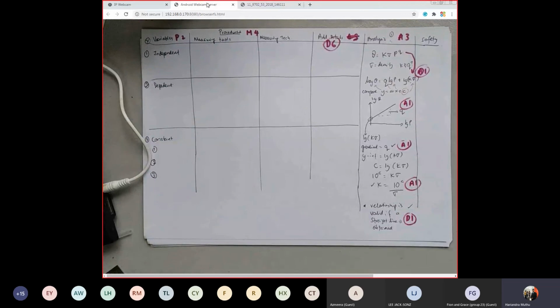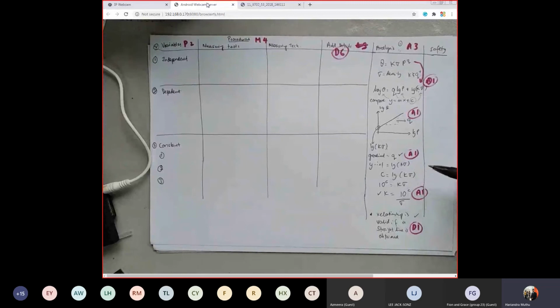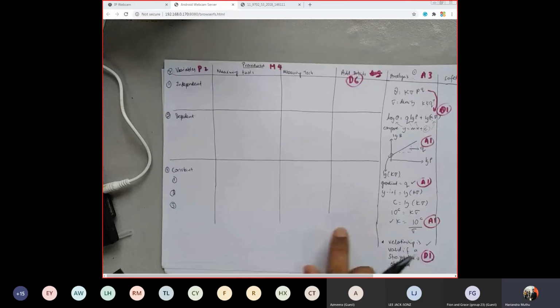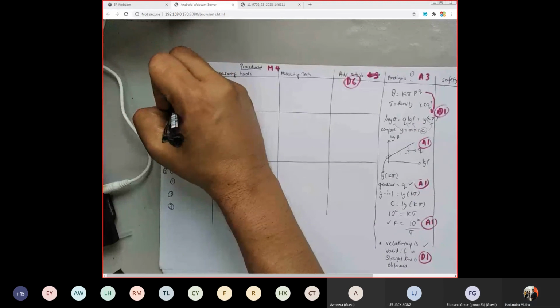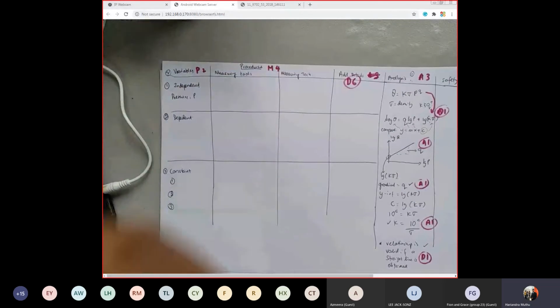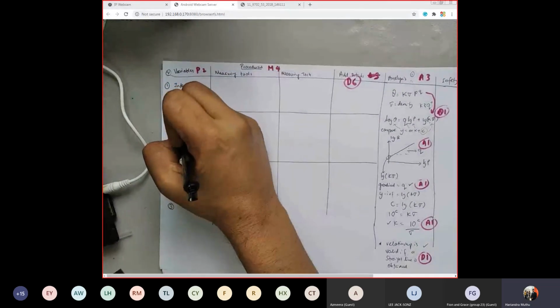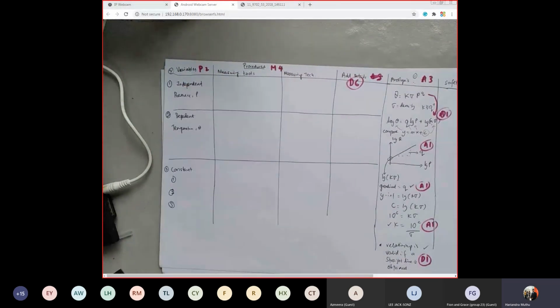Okay, the next procedure. Once we have identified the graph, the gradient, and the y-intercept, more or less we can now identify the dependent and independent variables. In this case, the independent variable would be P, the pressure, right? And the dependent variable will be the temperature, theta. Okay, that will be these two.